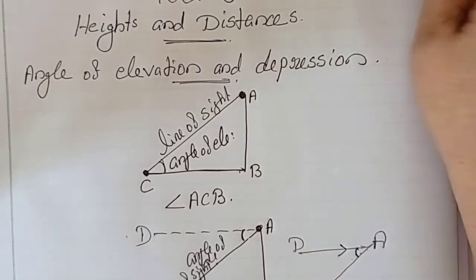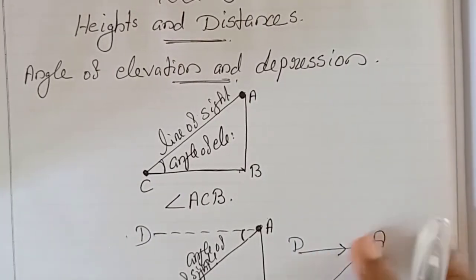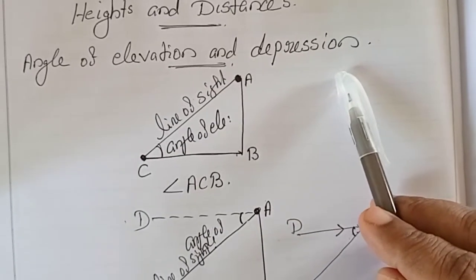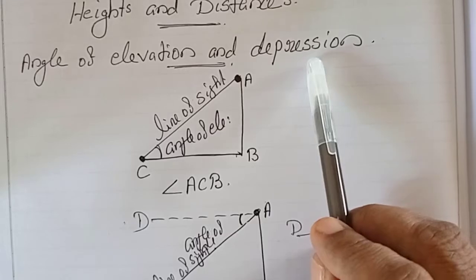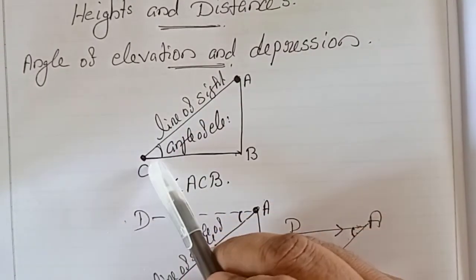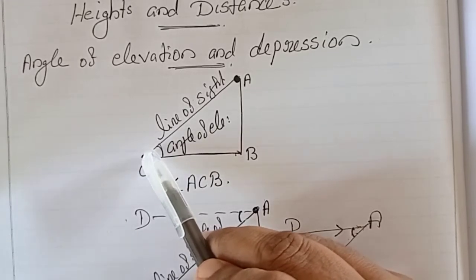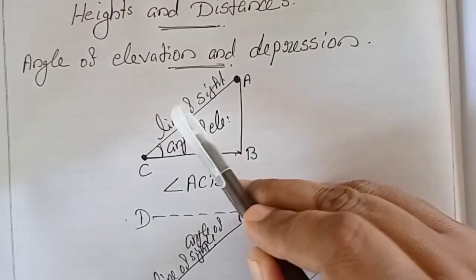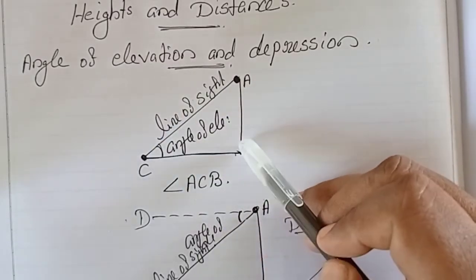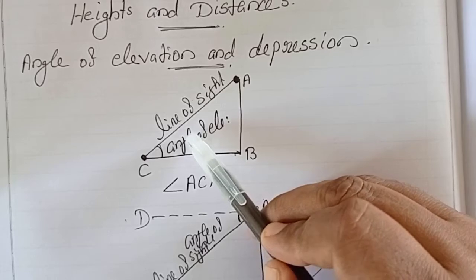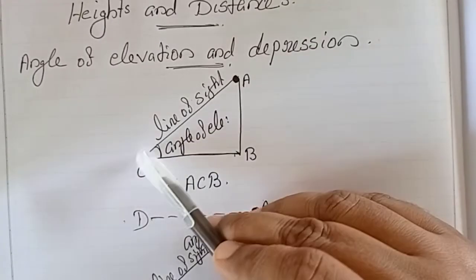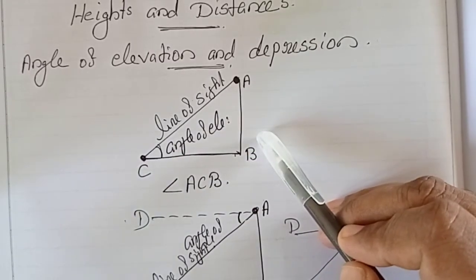I hope all of you understood that first section, problems from that chapter. Once again, all of you revise the topic, angle of elevation and angle of depression. In the case of angle of elevation, if the object is above the ground and the man is standing on the ground, then this EA is the line of sight, and the line of sight and the horizontal make an angle. That angle is known as angle of elevation. ACB is the angle of elevation.